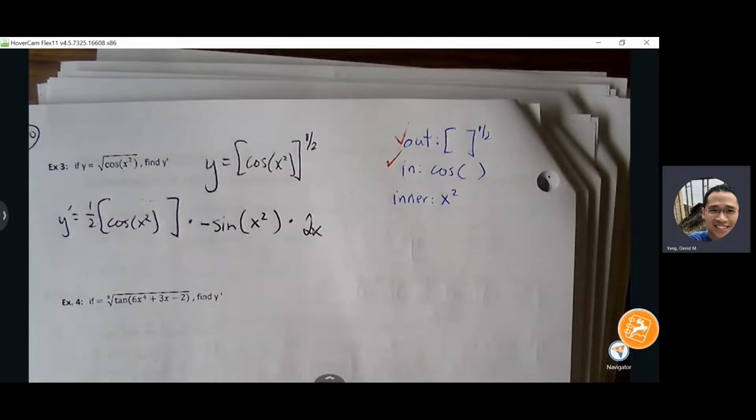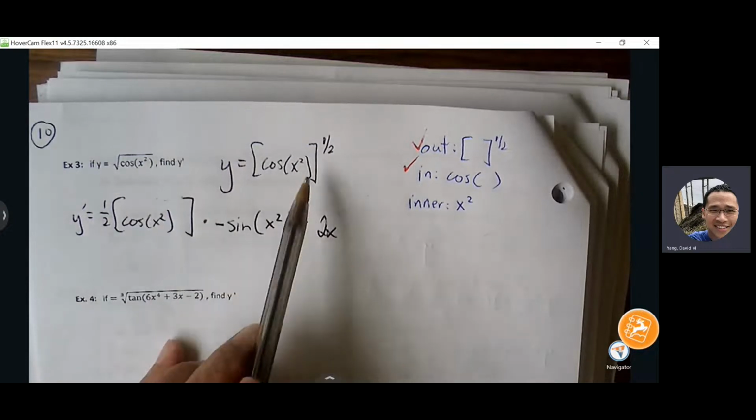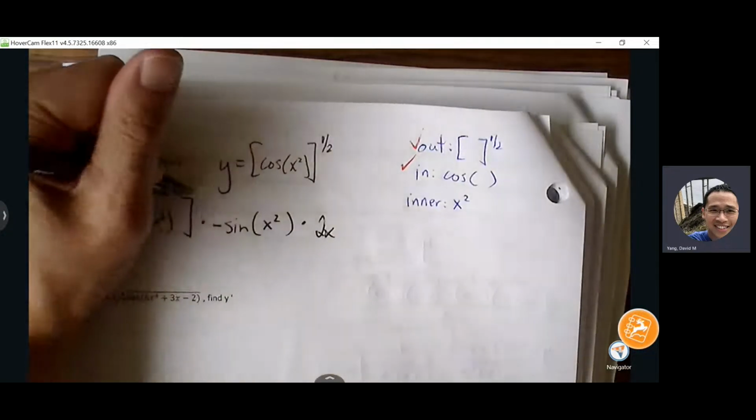Oh yeah, I forgot to do that, sorry. So I brought the 1/2 down, but I need to finish power rule. 1/2 minus 1 is -1/2.